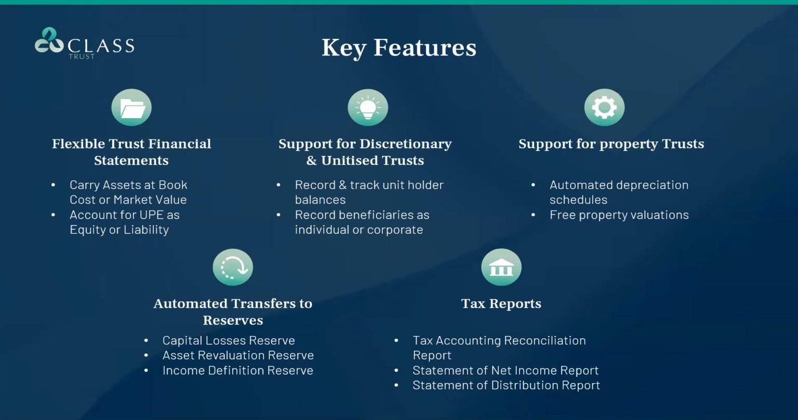Class Trust supports both discretionary and unitized trust. For the unitized trust, it allows you to record and track the contributed unit quantity and contributed unit capital, and it automates distribution for fixed unit trust based on the number of units held as at 30 June. You can also set up the beneficiaries of the trust, and they can be either an individual or a corporate beneficiary.